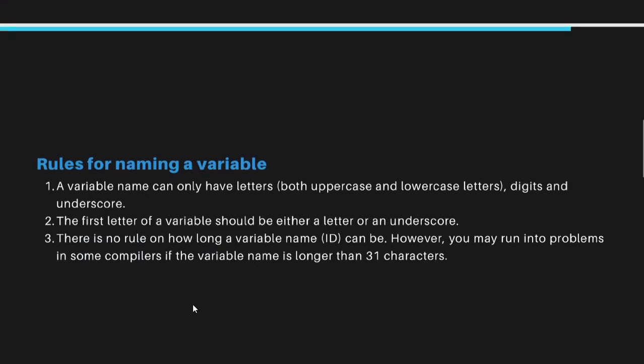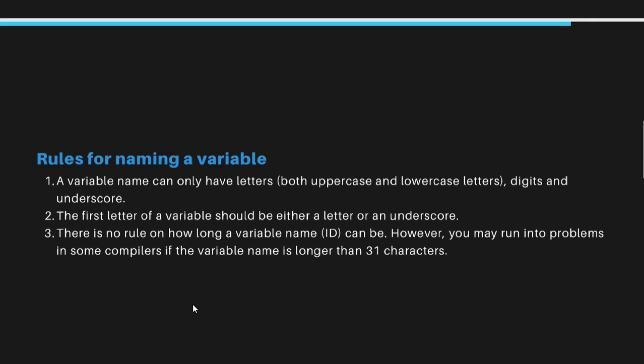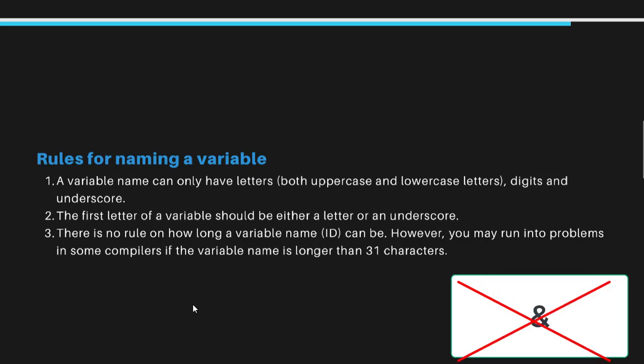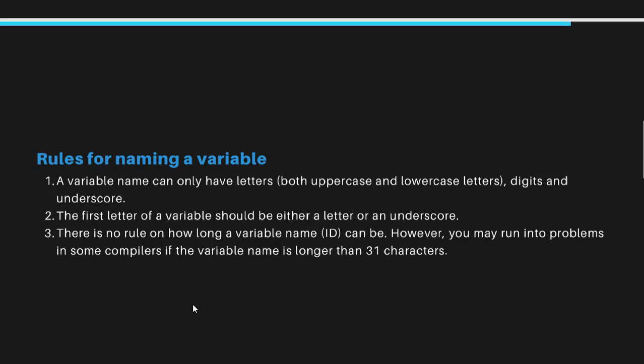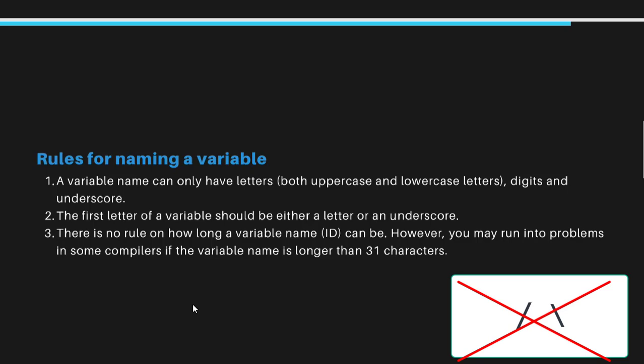So, rules for naming a variable. 1. A variable name can only have letters, both uppercase and lowercase, digits and underscore. So in a variable name, you are free to use alphabets or words, numbers and underscores. You can't use special characters like the ampersand, the addition sign, subtraction sign, equal to, forward slash or backslash, curly bracket or curly braces.